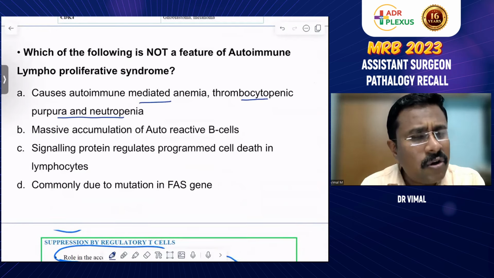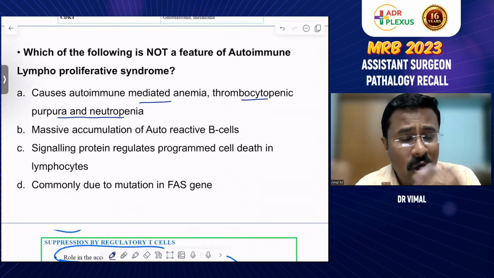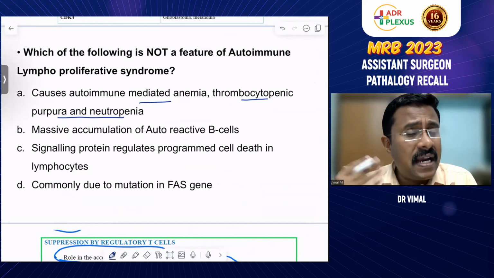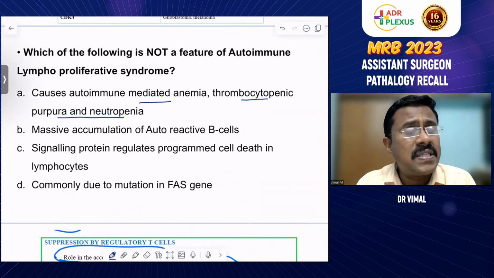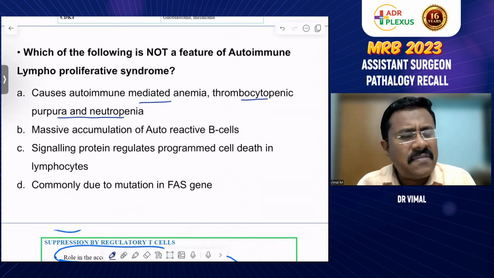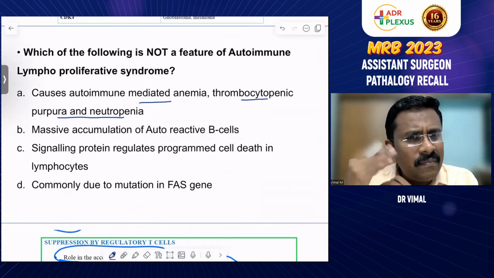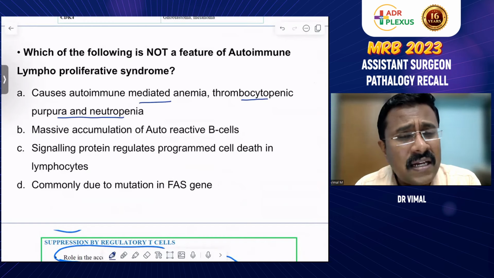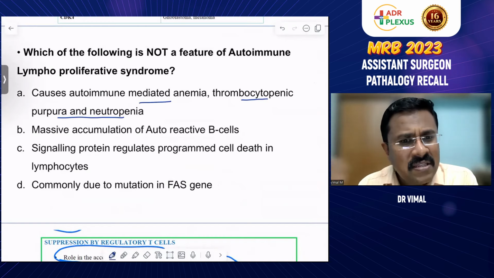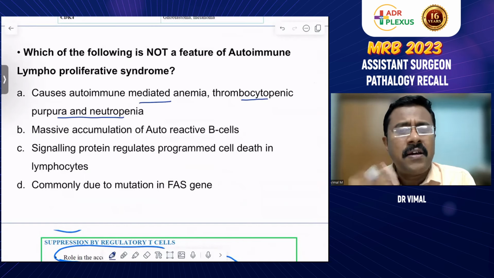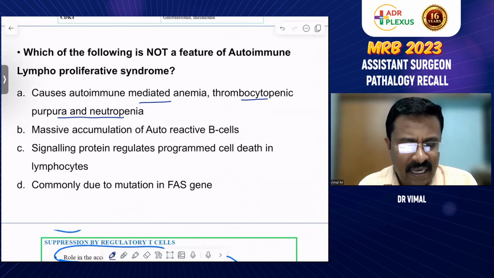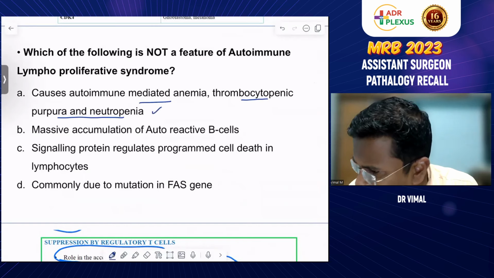So what happens in autoimmune lymphoproliferative syndrome? Autoimmunity is there. The cells are reacting against own cells because this apoptosis mechanism, this FAS gene, is defective. So RBCs are attacked, anemia. WBCs are attacked, so neutropenia. Platelets are attacked, destroyed, so thrombocytopenia. And obviously, this is the right answer.